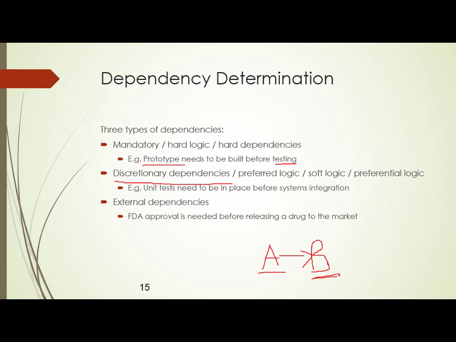So dependencies can either be mandatory, which is a hard logic, or discretionary, where you have the option to change it if necessary, or an external dependency, where unless and until you get the approval, you cannot proceed further. So these are the three different types of dependencies in your activities.